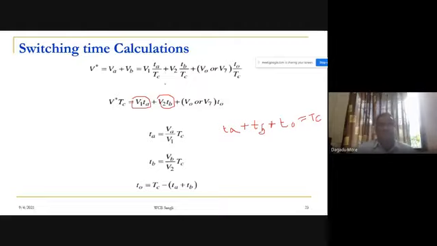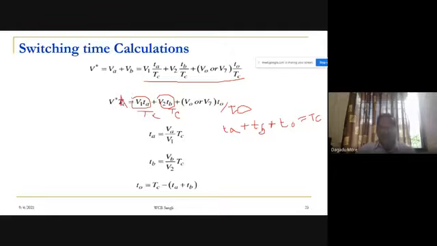Now we can see it here. Once we get this, we can use this. So you can take this TC to this side. Now you divide by TC everywhere. Okay, you divide by TC, and then you will get this expression.